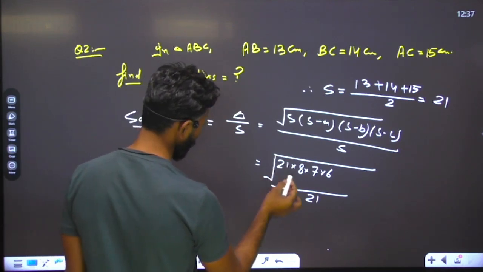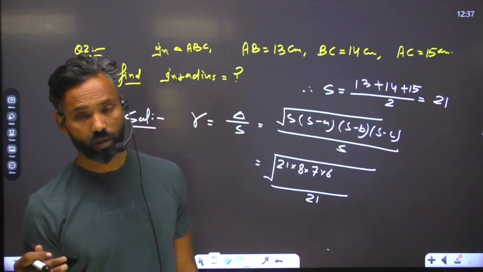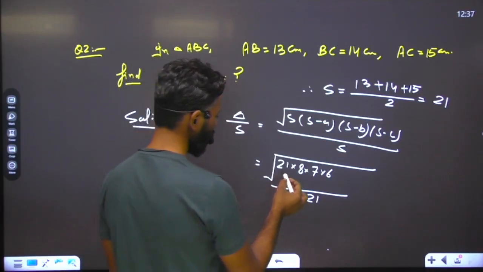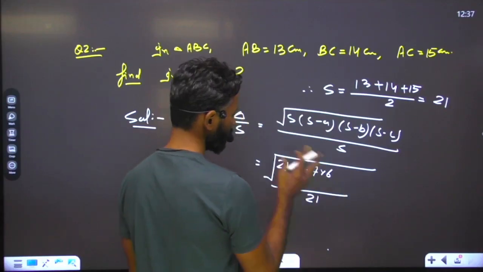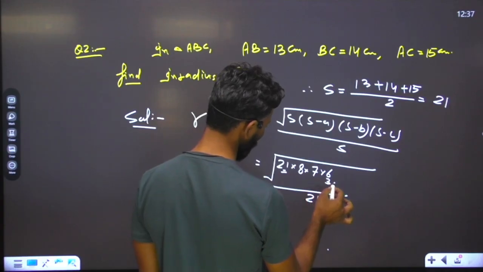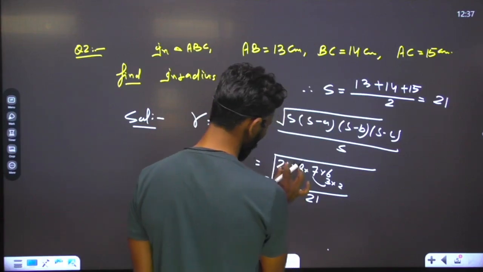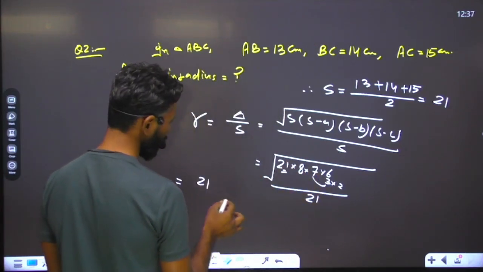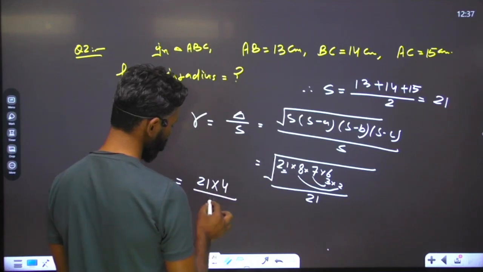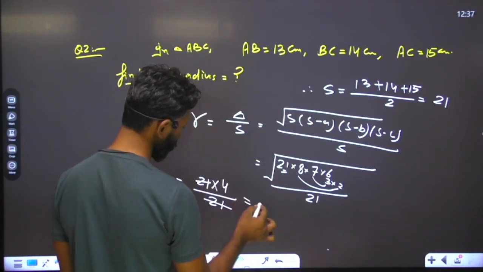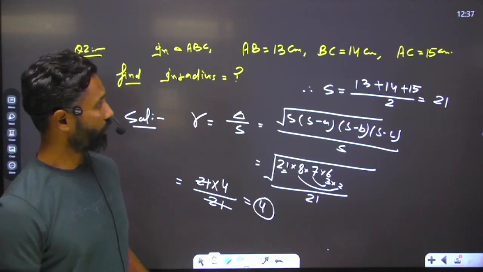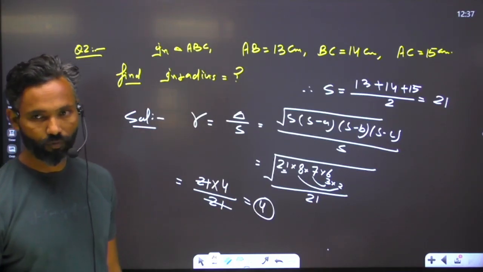When you are calculating a square root, you just have to get the factors in pair form. This is 21; if I have another 21, I can directly calculate the square root of that. This is 7, and the factors of 6 are 3 into 2, so this is also 21. So the square root of 21 multiplied by 21 will be 21. And 8 into 2 will be 16, and the square root of 16 is equal to 4, upon 21. 21 and 21 cancel, so the answer is 4. So this is the inradius of this triangle where the lengths of the sides are provided: 13, 14, and 15.